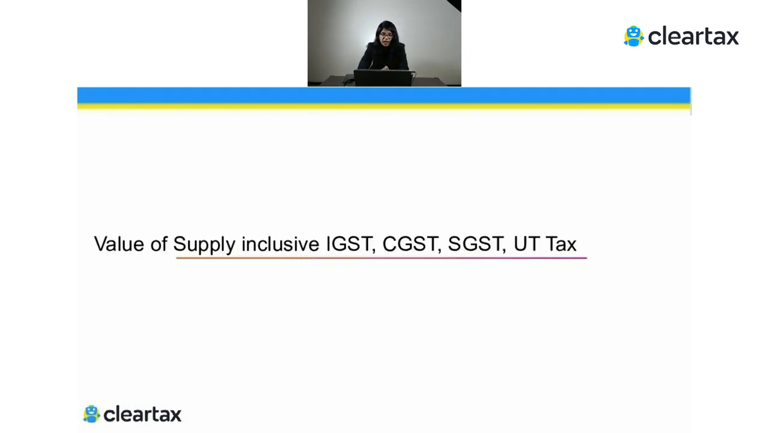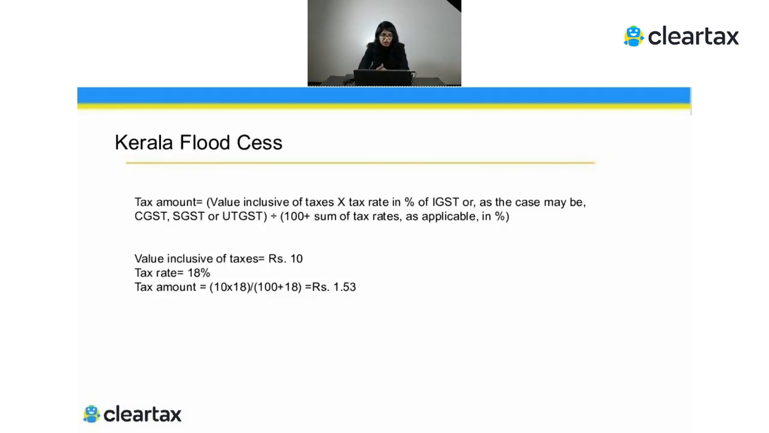Apart from that, there is the value of supply inclusive of IGST, CGST, SGST and UT tax. Think of an MRP. Sometimes we supply on an MRP and we don't know separately what the tax amount involved was, and we do the back calculation. So this talks about that back calculation, and it says the tax amount will be the value inclusive of taxes multiplied by the tax rate percentage of IGST, or as the case may be CGST, SGST, UTGST, divided by 100 plus the sum of tax rates.